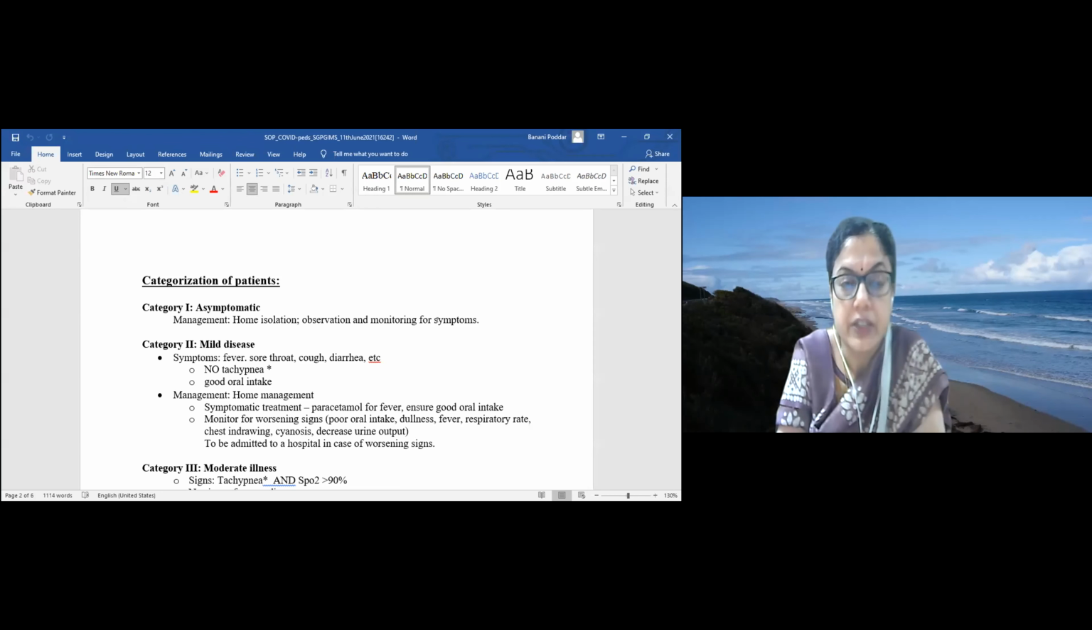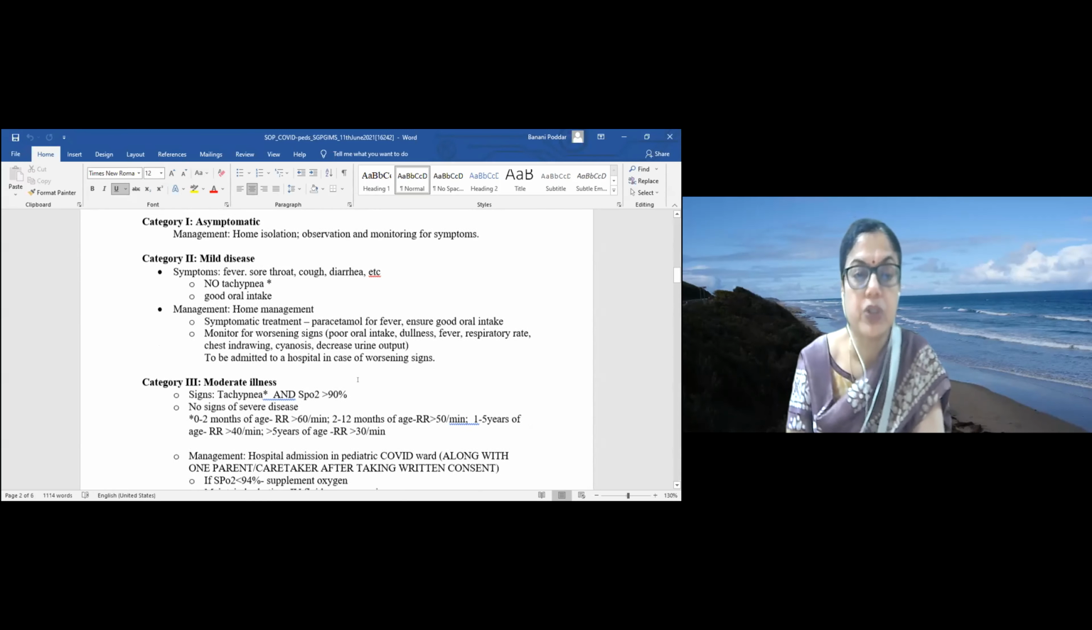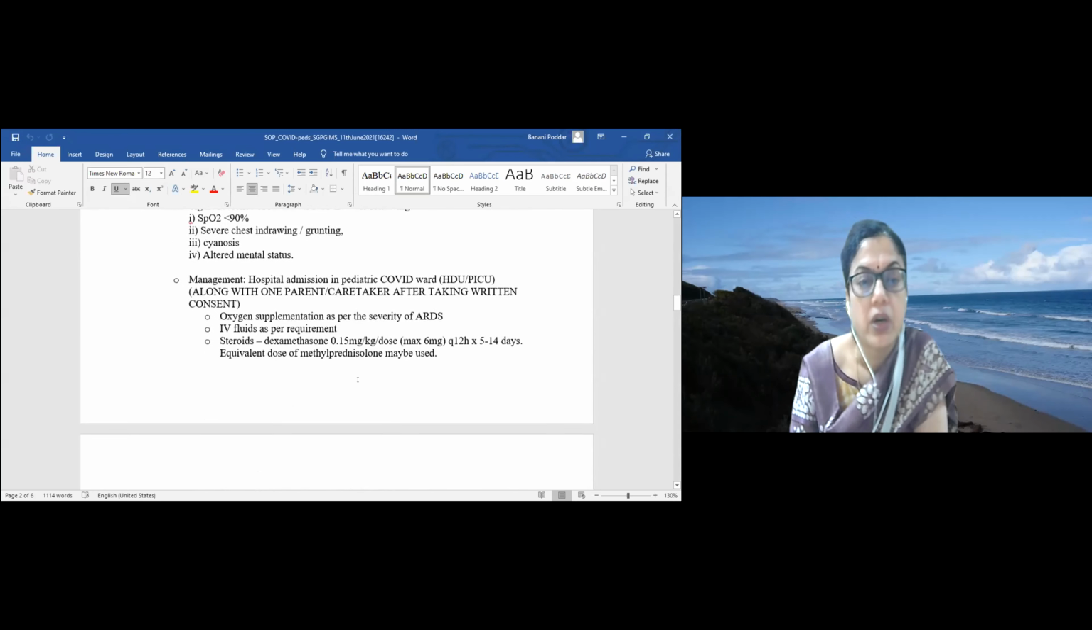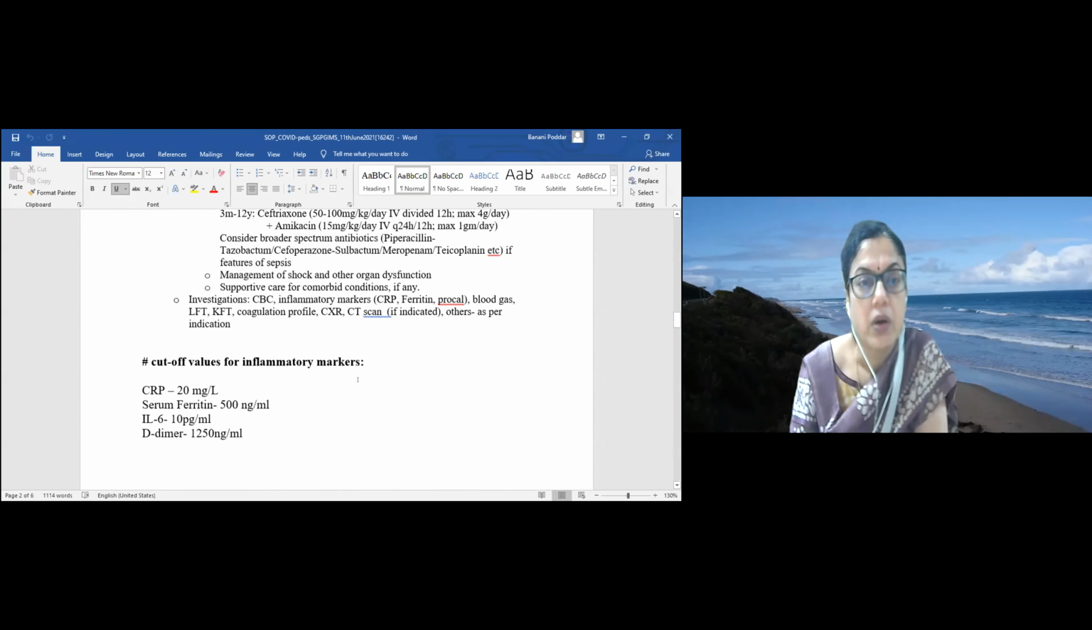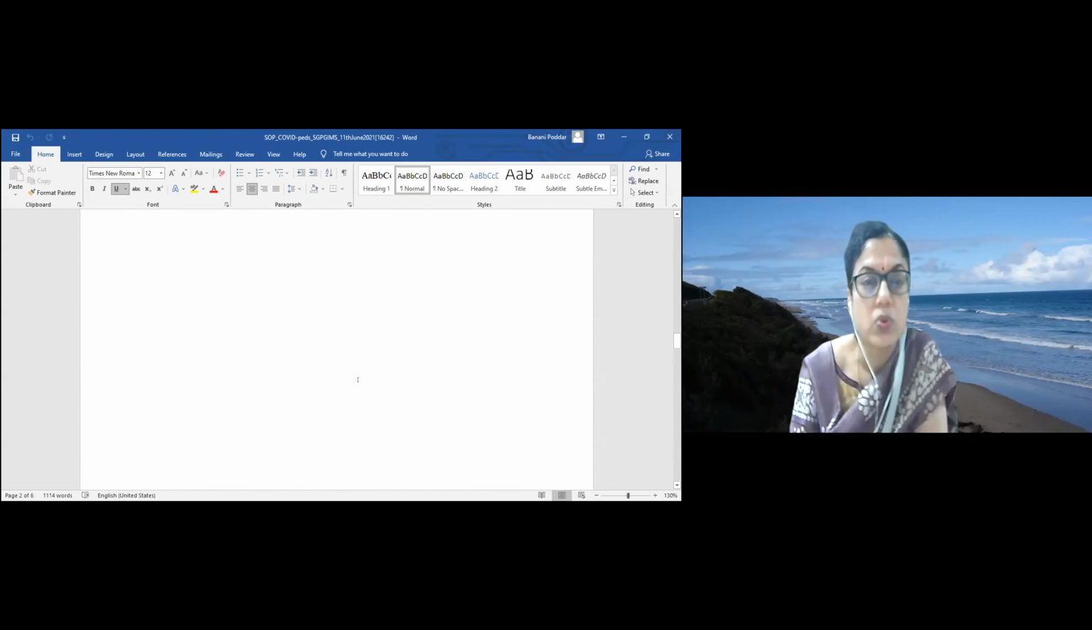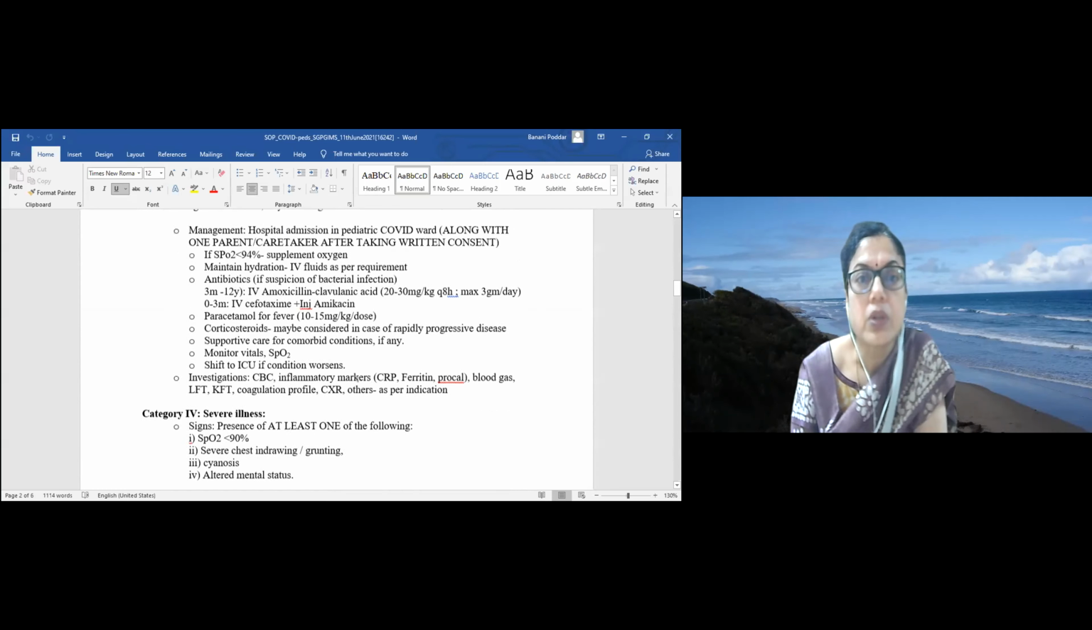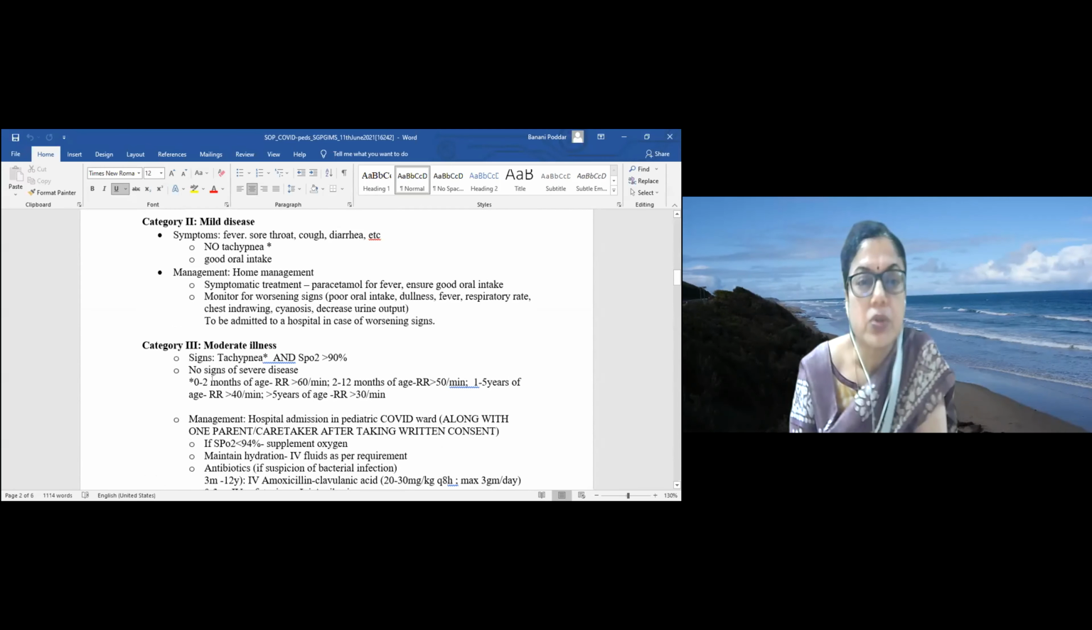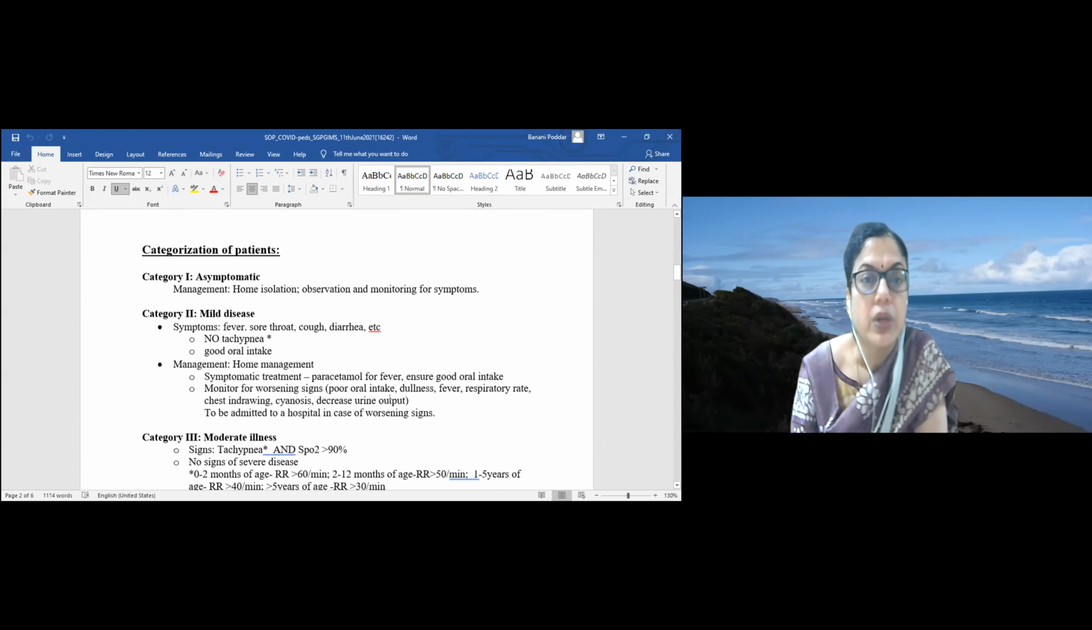Category 2, mild disease, only fever, sore throat, cough, diarrhea, etc. No tachypnea. And we all know the definition of tachypnea for a child. Where did that go? Oh, sorry, it's got cut off. It's here. So 0 to 2 months respiratory rate more than 60, 2 to 12 months respiratory rate more than 50, 1 to 5 years more than 40, and more than 5 years more than 30.